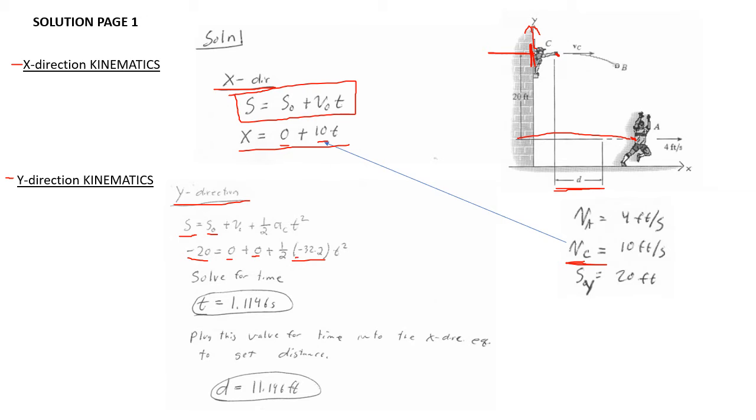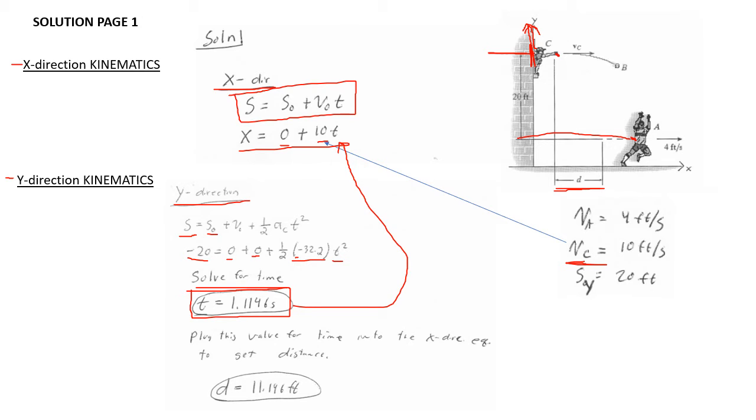But again, this is going to be negative because we've considered our y positive going in the upward direction there, times our t squared. So we look at this, and our only unknown in this is our t. So we can solve this for time. When we do that, we find that our time is equal to 1.1146 seconds.